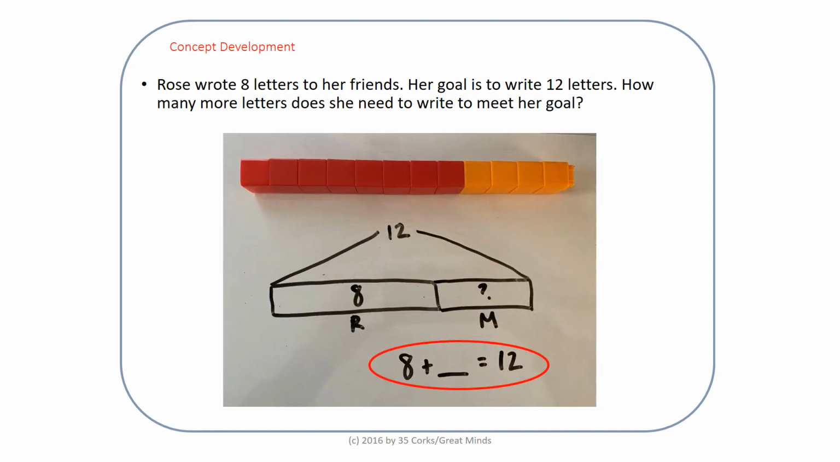8 plus blank equals 12, and you could have put a box for our unknown. We don't know what that is yet, but 8 plus blank equals 12 because we don't know one of our parts. But now I want to push you. What is the subtraction number sentence to find the missing part? I did the addition. What would be a subtraction sentence to find the missing part?